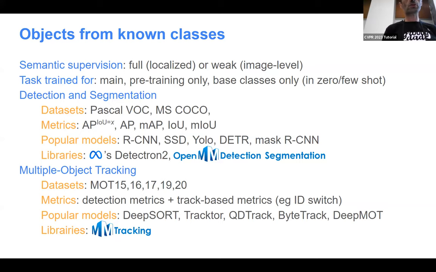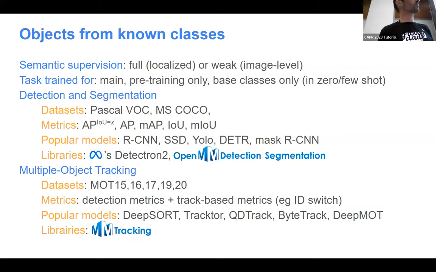And for detection, either single-stage detection, SSD, and YOLO. And then the start with the transformer with DETR in 2020, I think, or 21. And you have lots of very good resources online, in particular the library Detectron of Meta, or this OpenMMLab resource, where you have specific libraries, one for detection, one for segmentation.